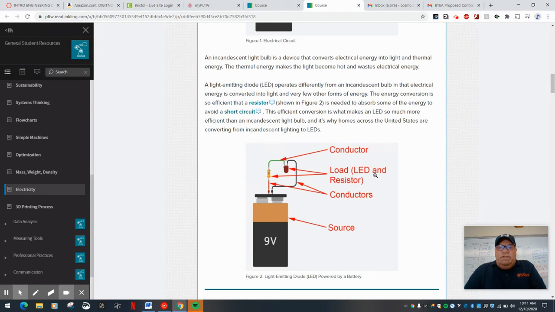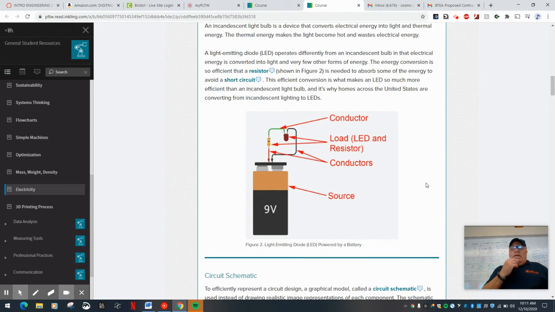This efficient conversion is what makes LEDs so much more efficient than an incandescent light bulb, and it's why homes across the United States are converting from incandescent to LED. It makes total sense because number one, it's going to last longer because you're not getting energy loss through heat, right? It is efficiently converting that energy into light.